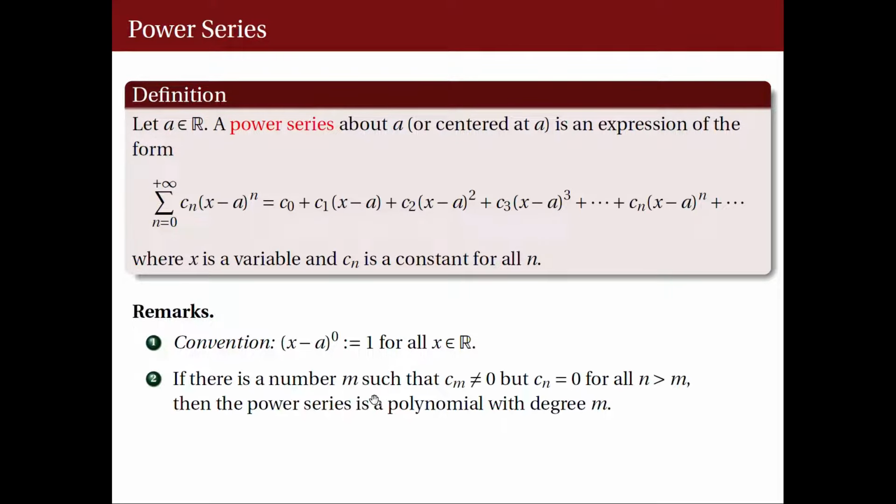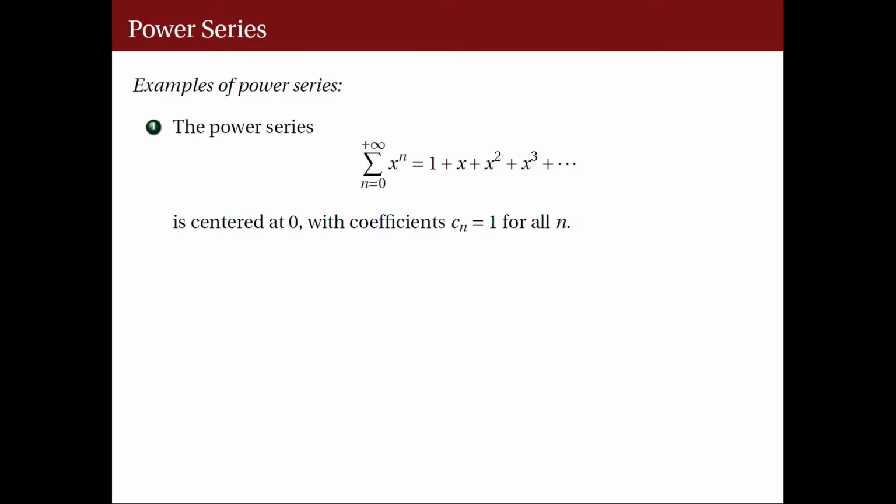Notice that if we can find a number m such that c_m is not equal to 0, but c_n is equal to 0 for all n greater than m, then the power series is just a polynomial of degree m. In general, not all power series are polynomials. Here are some examples of power series.